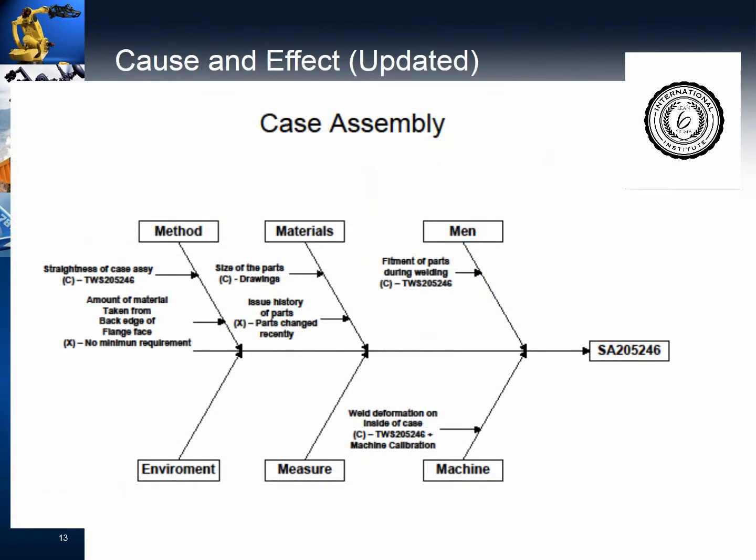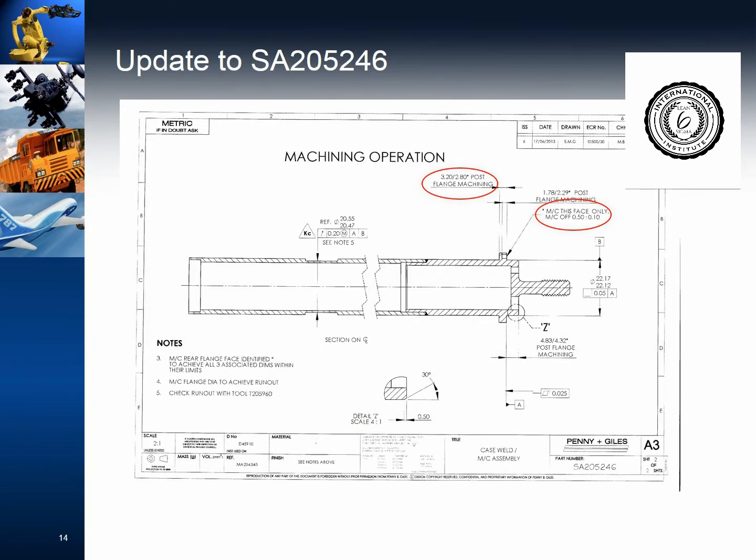Okay, let's keep going. So case assembly. Something identified there. So all the parts are okay. Lots of C's, size of the parts, etc. So everything's to tolerance. The tolerances should work, etc. But we do have this little question mark here. Parts have been changed recently. Keep it moving. So in what way were the parts changed recently?